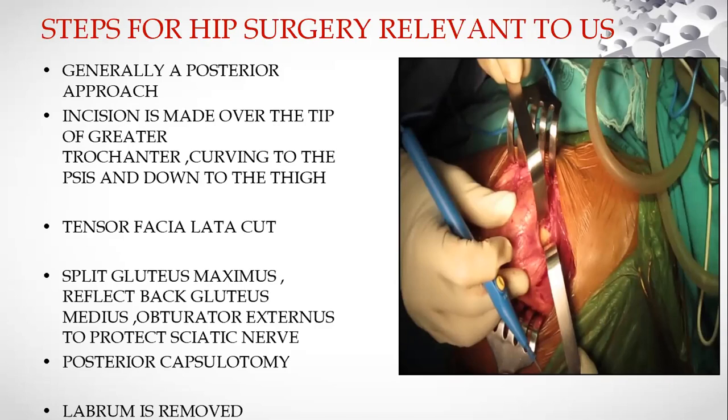So as we know that generally a posterior approach is taken, lateral position of the patient is given. So incision is made from the tip of the greater trochanter going as a curve to the PSIS and down to the thigh. Here tensor fascia lata is cut, the gluteus maximus is split, and the medius as well as the external obturator is reflected back, because here on deeper dissection the sciatic nerve becomes exposed. So they are covering that and reflecting it back.